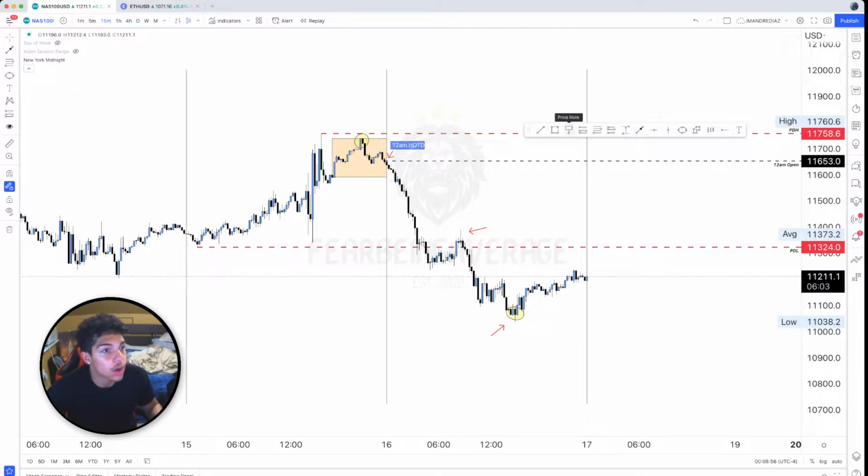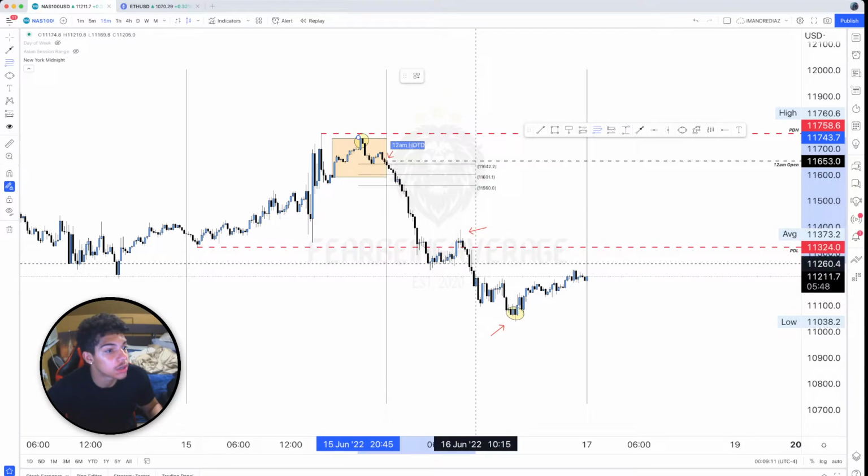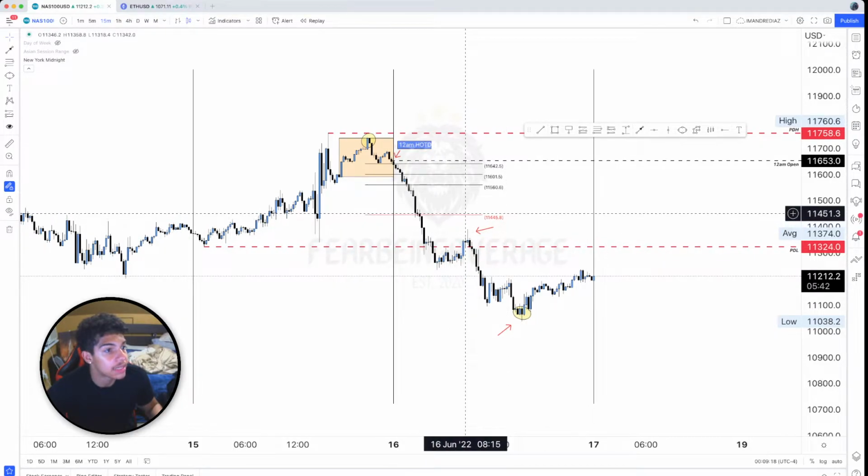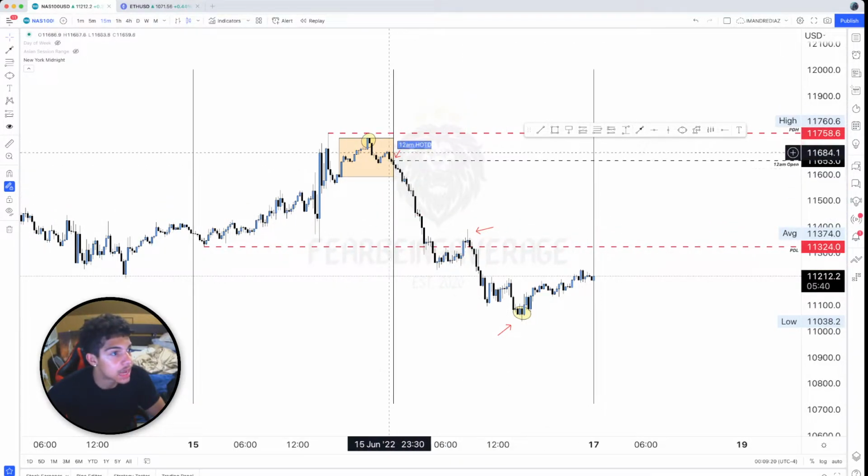Second thing, I'm going to pull a fib from this high, which is the previous day's high. You could use this wick, but personally, if you just use the body, this would be the previous day's high. If you pull a fib to this low all the way down here, you're going to see that there wasn't even a fib retracement in here, not even a 38.20% right here. It came close, but it didn't tap into it.